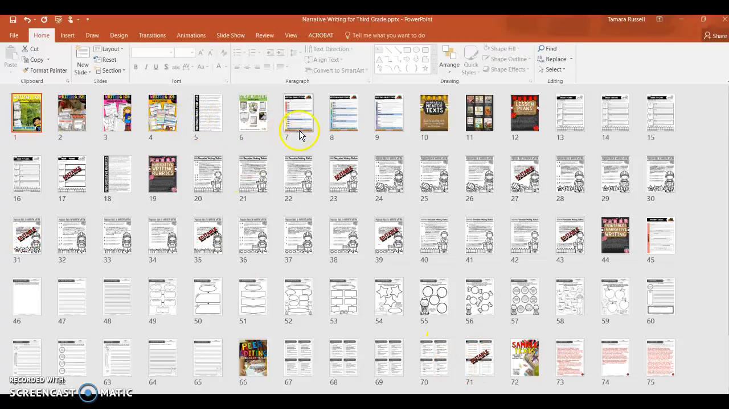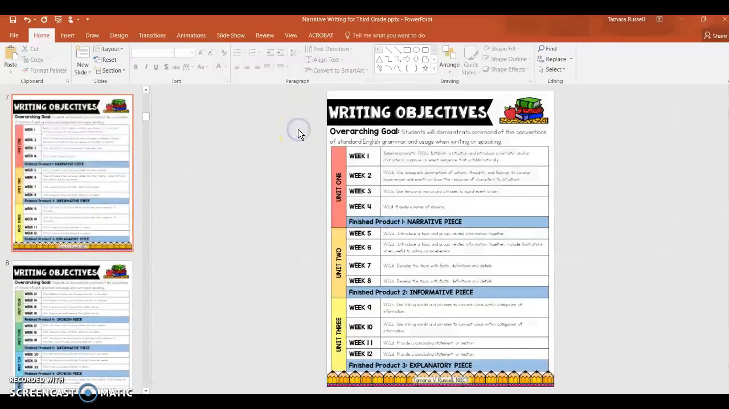Right, so we're going to start off here at the very top with what I call the writing objectives. And the writing objectives are just the standards broken down over a specific amount of time, and then you're going to build to a finished product. So you can see here for our first unit, we are working solely on the standards for narrative in third grade, and then we are going to build to a narrative piece. So all of the lessons in this particular unit have to do with building to this one narrative piece.